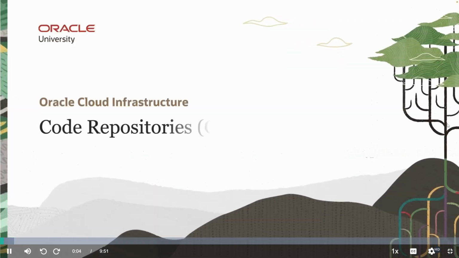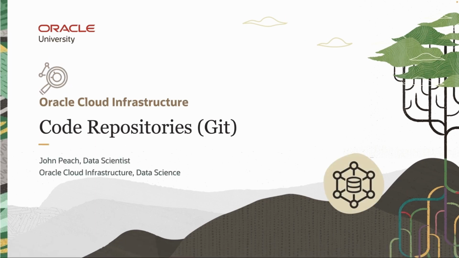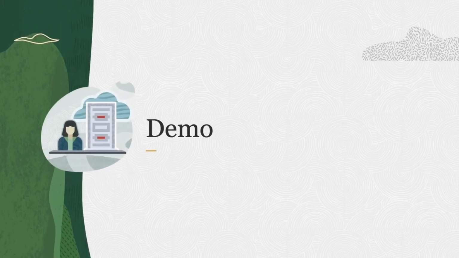Hello, my name is John Peach and I'm a data scientist on the Oracle Cloud Infrastructure data science team. The objective of this demo is to create a new local Git repository, commit files to the repository, clone the GitHub repo, and push some files back and forth.